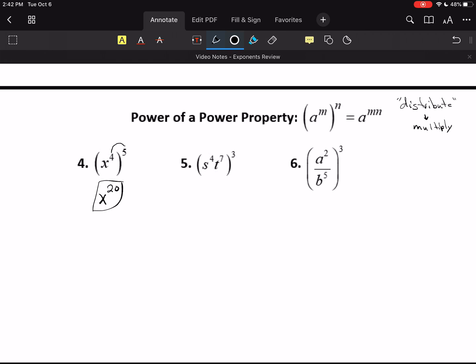Now, number 5 is where we actually have to think about distributing that 3, right? There's 2 things on the inside of my parentheses, s to the 4th and t to the 7th. So I want to bring that 3 to both of those exponents and multiply them. So I would have s to the 12th, t to the 21st. And same thing happens when I have a fraction. It's just I'm going to distribute the 3 to the numerator and the denominator. And that would leave me with a to the 6th, b to the 15th.